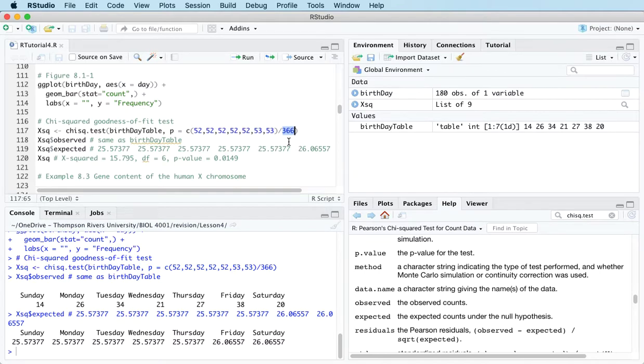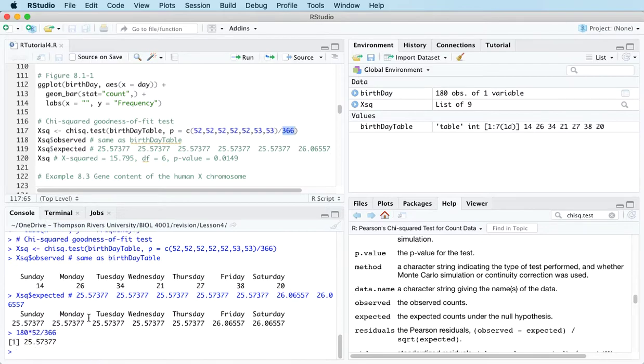Yeah, so if we did 52, well, I'll just do it so we can see exactly where that number's coming from. So if we did 52 divided by 366 and then did 180 times that, we'll get this expected frequency here for a Sunday. And it's the same expected frequency for Monday, Tuesday, Wednesday, and Thursday.